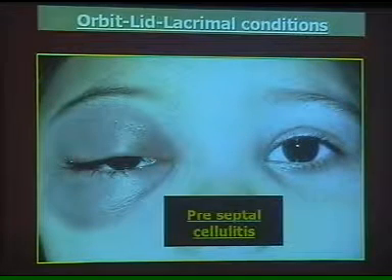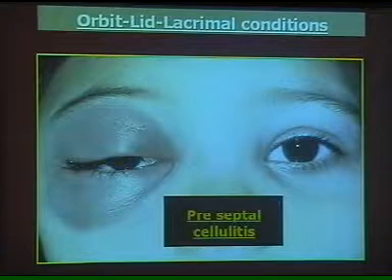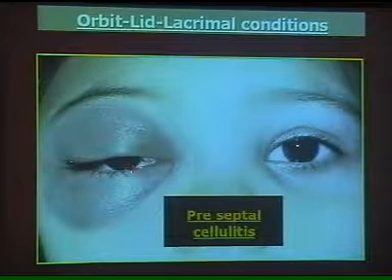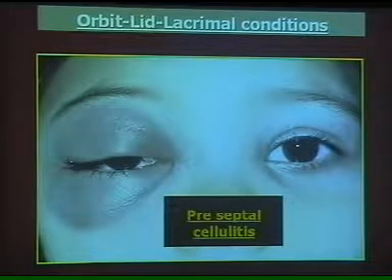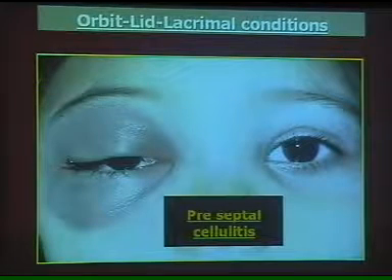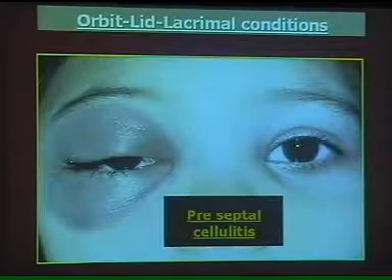Now, this is a pre-septal cellulitis, and the important feature is that the eyeball is normal. The eyeball looks quite healthy. You can see there is no conjunctival congestion. We don't see any bulging of the eyeball, which is called proptosis. The swelling is well localized anterior to the eyeball.